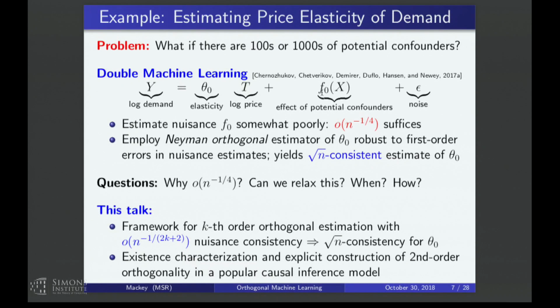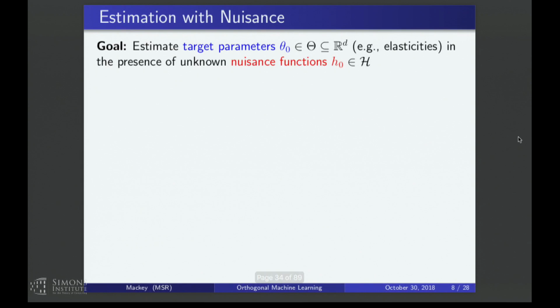Then we'll talk about when these kth order orthogonal moments actually exist. And so for that, I'm going to focus on the partially linear regression model that's common in causal inference and give you a characterization of this. So cases where these moments don't exist and also where they do exist. And where they do exist, I'll give you some explicit construction of second order orthogonal moments and show you how they work in practice. Okay, so I need to explain a lot of things. For that, let's get a bit more abstract.